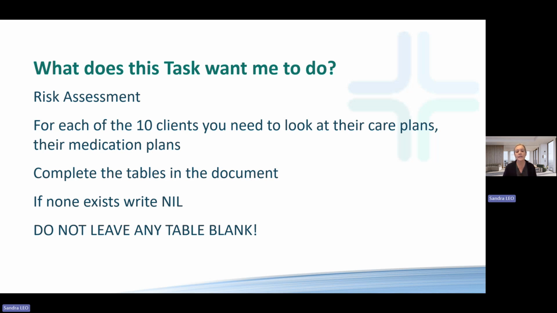So, for example, if it's asking you about a medications clash and you can't find a medications clash for that particular client, then you would write nil, meaning there are no identifiable medication clashes. If you write NA, it's not that it doesn't apply. We need to look for medication clashes for all clients. So the question applies. It's just that there are nil. So that's why we go for nil instead.